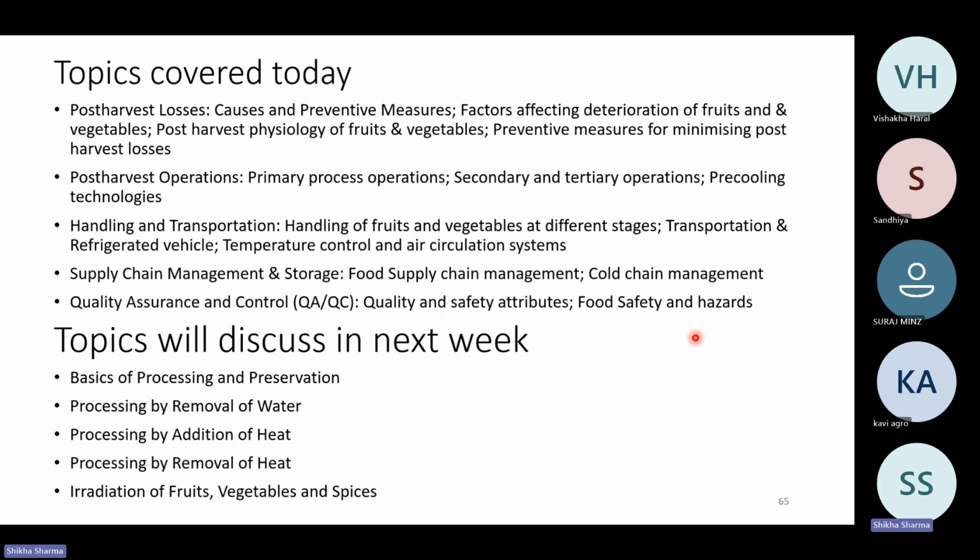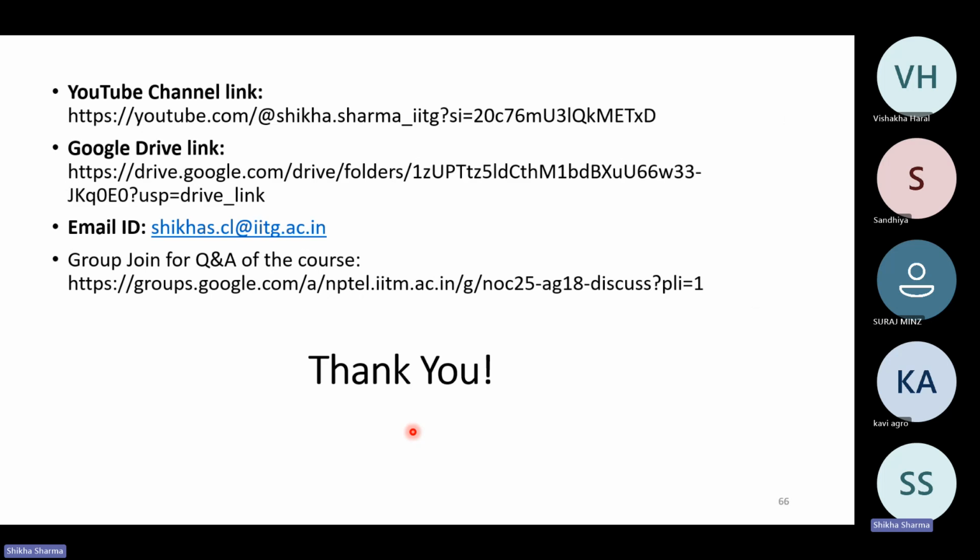In the next discussion, we will be taking basics of processing and preservation, processing by removal of water, processing by addition of heat, processing by removal of heat, and irradiation of fruits, vegetables, and spices.